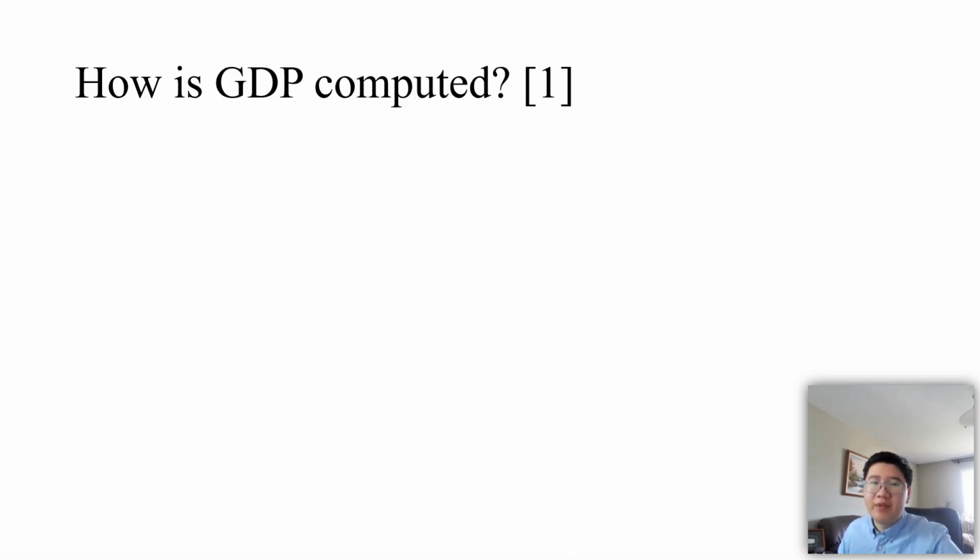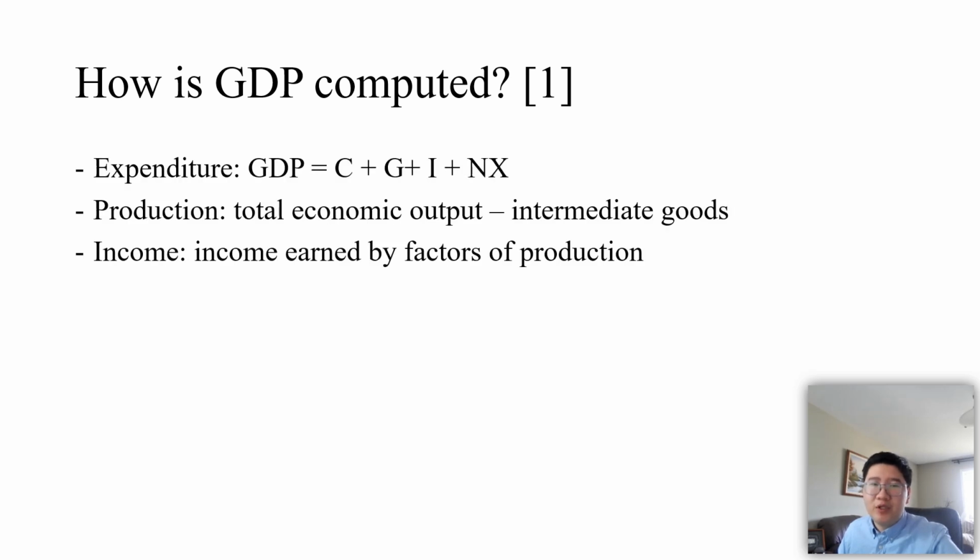How is GDP computed? So there are several different approaches. Firstly, there's the expenditure approach, which takes GDP as the sum of consumer spending, government spending, investment, and net exports, which is exports minus imports. There's the production approach, which instead of spending looks at value added to the supply side. And there's the income approach, which takes the income of land, labor, and capital.